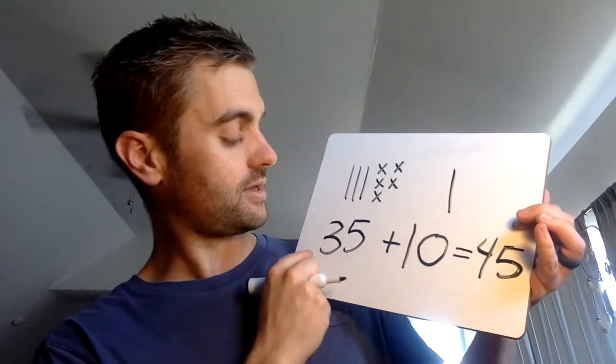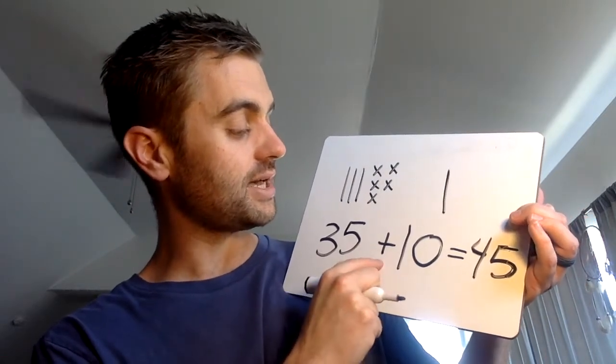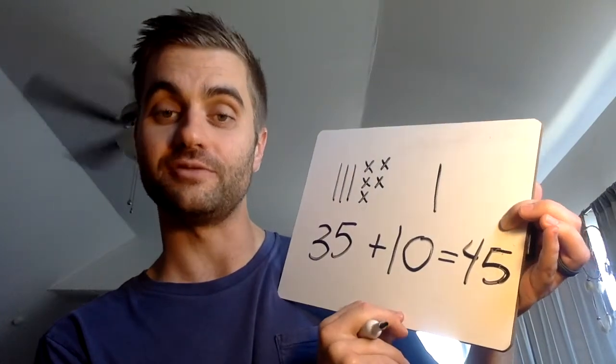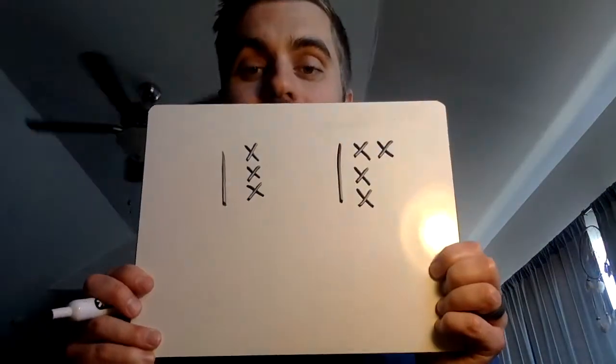Now let's read the whole thing. 35 plus 10 equals, our total is 45. All right, ready for one more example? Let's write an equation for this one.